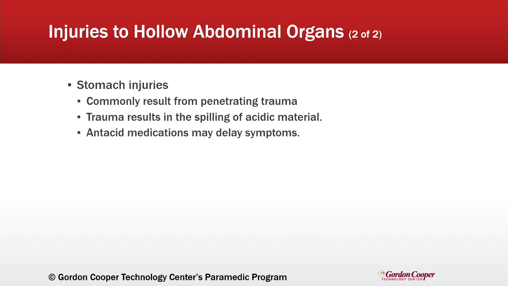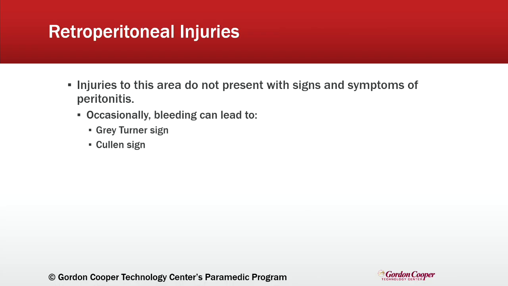Stomach injuries most commonly result from penetrating trauma. However, a stomach rupture from blunt trauma is usually associated with a recent meal or the improper use of a seatbelt. When the stomach is injured, acidic material spills out, causing abdominal pain and peritoneal signs. Be aware that acidic antacid medications may delay the onset of these symptoms, so getting a good SAMPLE history may help you understand why they're not showing the symptoms you might suspect.